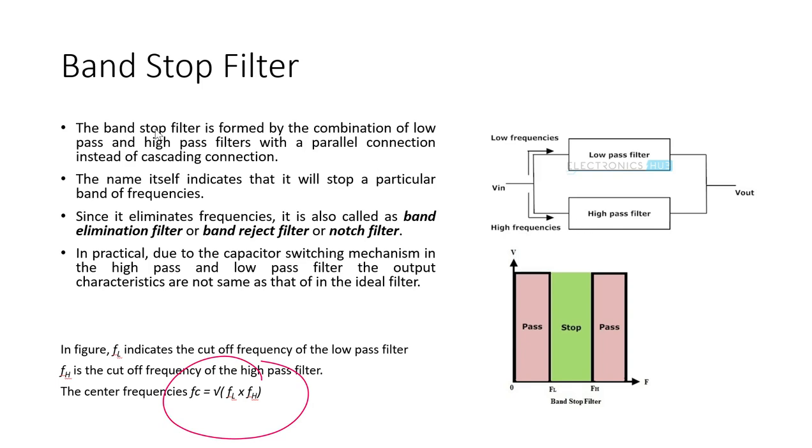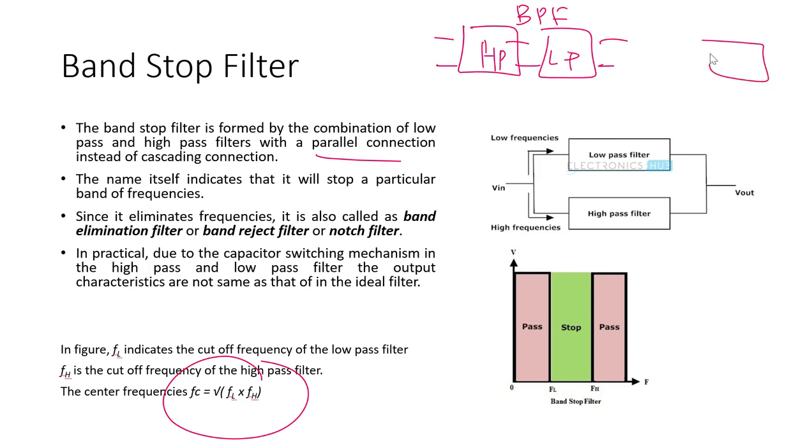Okay, the band stop filter is formed by combining low pass and high pass in parallel. In that case we had cascaded it, so this was a high pass, this was a low pass, and this was our band pass filter. So band stop filter would be a high pass, a low pass, and then combine it for the signal input. So this is stated in here.